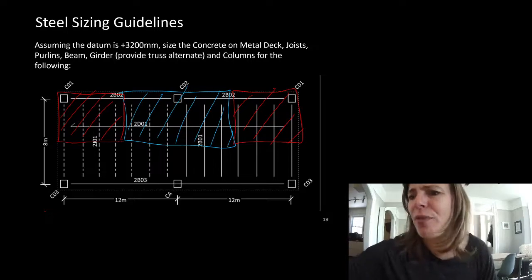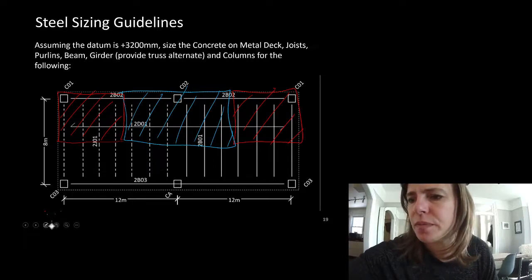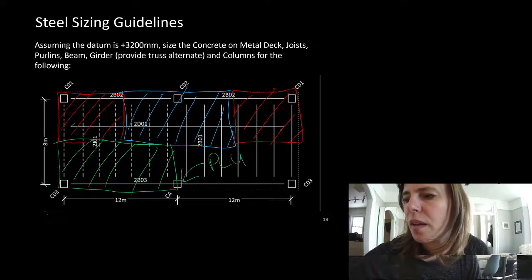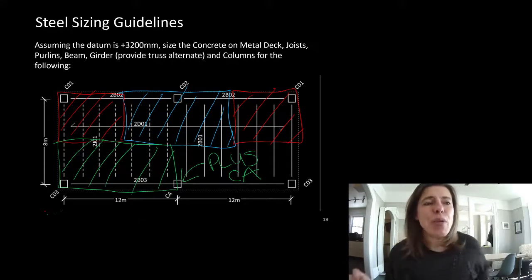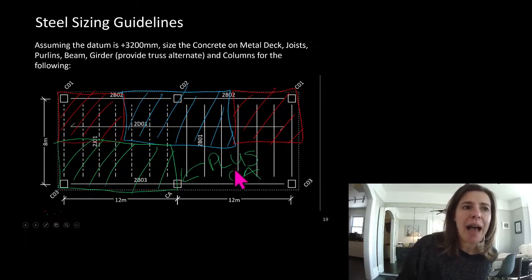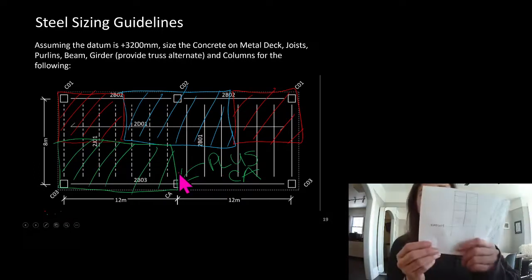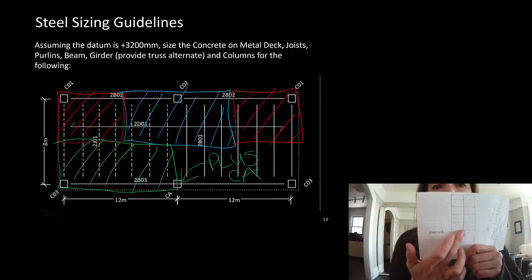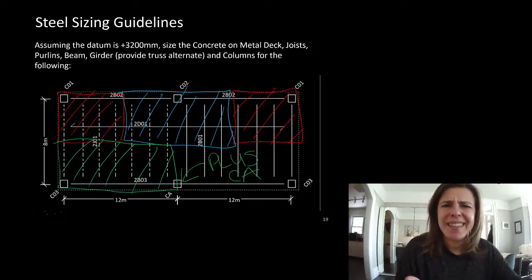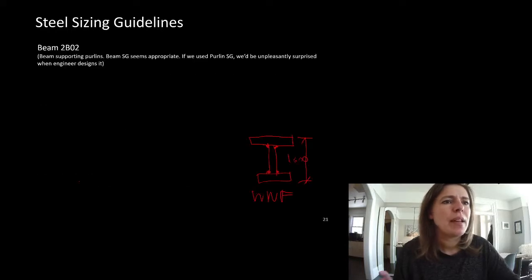Let's talk about CO3 for a second. CO3 is picking up half of the span of 2B03, but it's also picking up half of the load from this column above. What if this column above is a big, long, tall building? Now, here's another thought. So we can see that this is not that great for trying to pick these out. Think about this too.